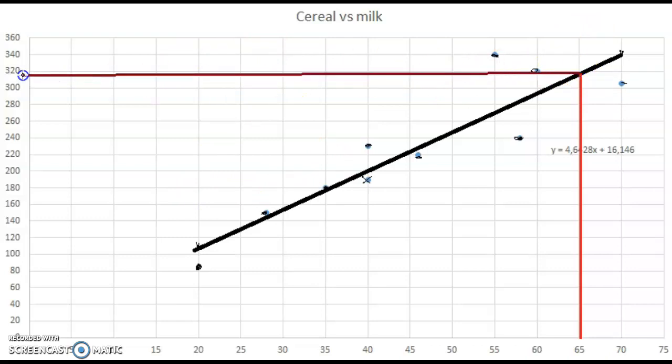So the answer will be that for 65 grams of cereal, I will need something like 318 milliliters of milk. Okay, so that's for the first part of the exercise.